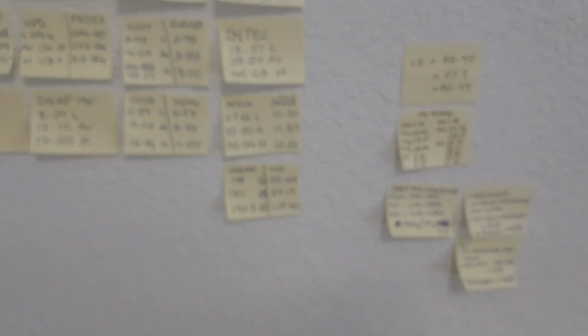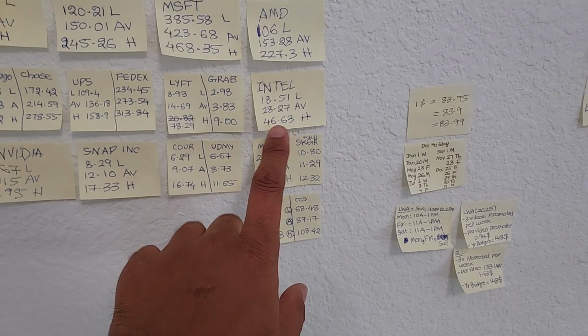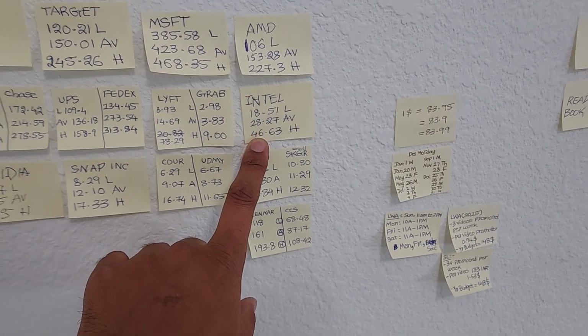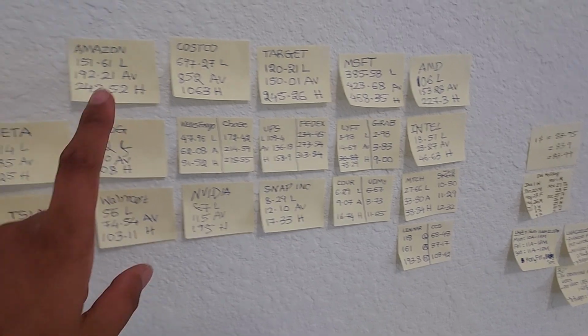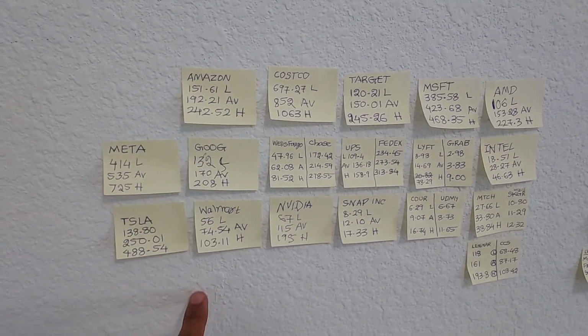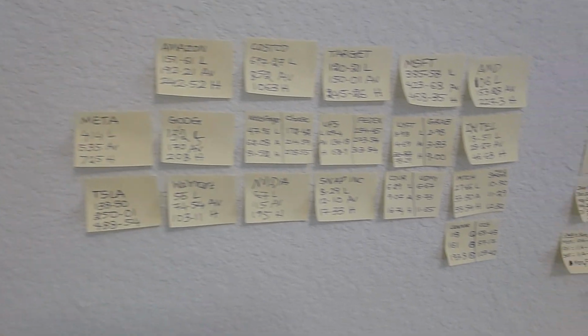And apart from that, this is for the day trading. It has the lowest, average and the highest in the past 1 year. And with this I know when I need to buy a particular stock. Usually I buy a stock whenever it is close to the low.